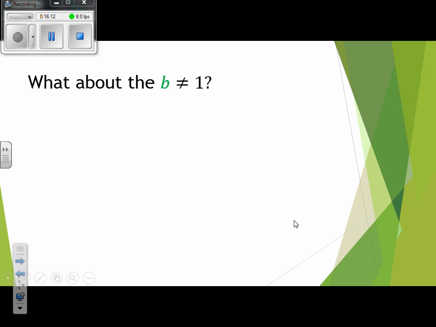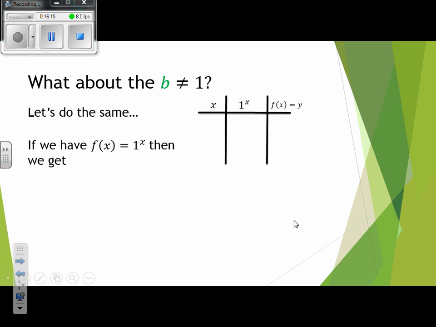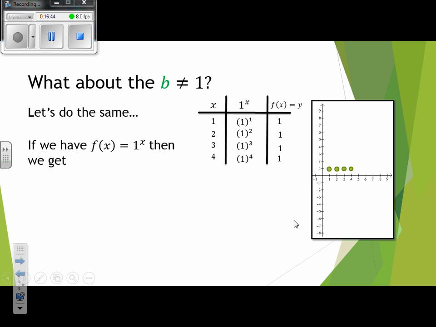Okay, and then the very last thing, what about b cannot be equal to 1? If we let b equal 1, what do you think we're going to have? 1 to the power of 1 is 1. What is 1 to the power of 2? 1, because that's 1 times 1. They'll all equal the same. What number? 1. So no matter what my x value is, my input, my output will always be 1. So b can never be equal to 1, or else you're going to get a straight line.